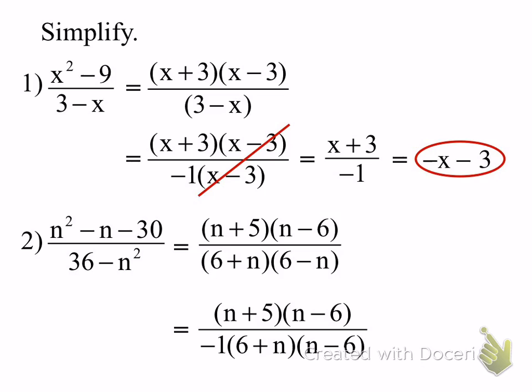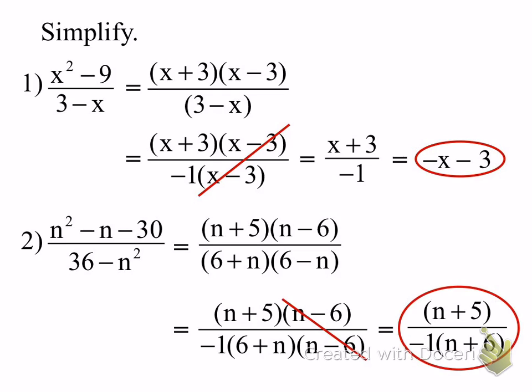You'll see I put it here for this one. Are you guys clear on that? And now I can cross cancel my n minus 6's, and we are left with n plus 5 over negative 1 times n plus 6. And we just leave it like that. No more fancy business. So when we do the negative 1, it's not to both of them, it's only to one? Just to one binomial, yeah. Unless both binomials, you can do that up top twice, too.